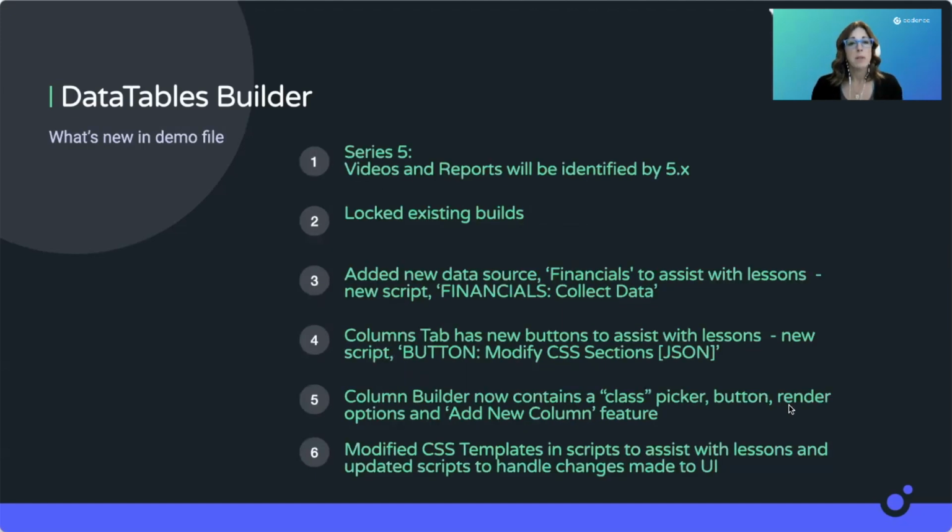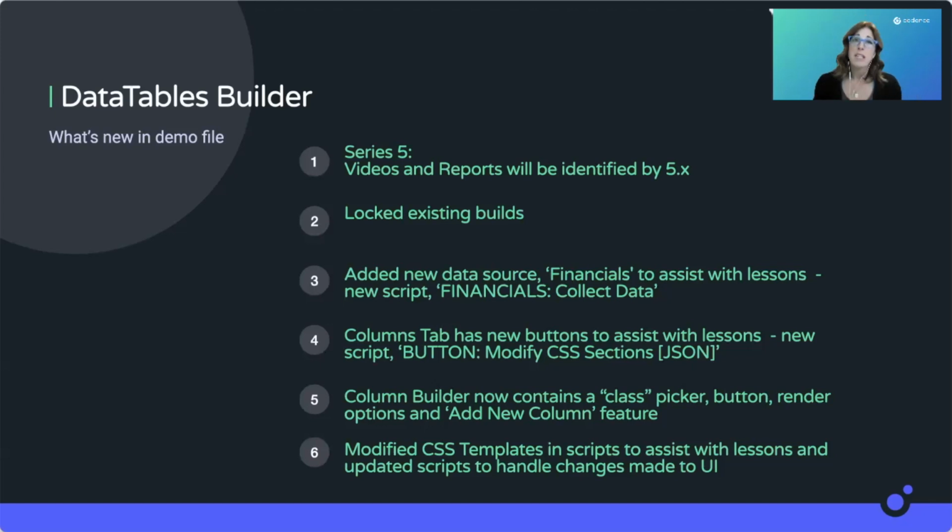So as I've talked about in the past, in this series 5, all the reports will be identified with a 5.0 designation so that you can find them easily. I've locked all the existing builds prior to that, so we don't make changes to those accidentally. There's a few things I've added to this database. And as I've said before, your best bet is to really just take this demo file from 5.0 or 5.1 and start from there, because so many changes are made from lesson to lesson as I build it out.